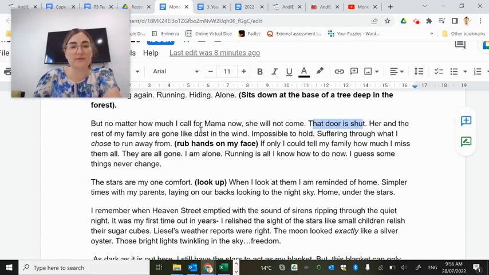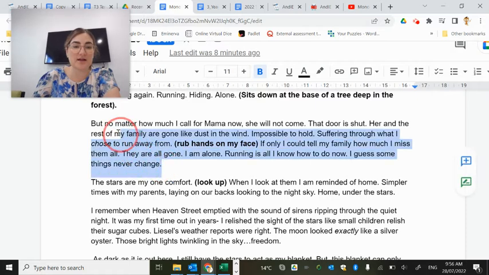Her and the rest of my family are gone like dust in the wind. Impossible to hold. Suffering through what I chose to run away from. See how the word chose is in italics? That shows emphasis on that particular word as well, which is important. And he rubs his hands on his face. If only I could tell my family how much I miss them all. They're all gone. I am alone. Running is all I know how to do now. I guess some things never change.